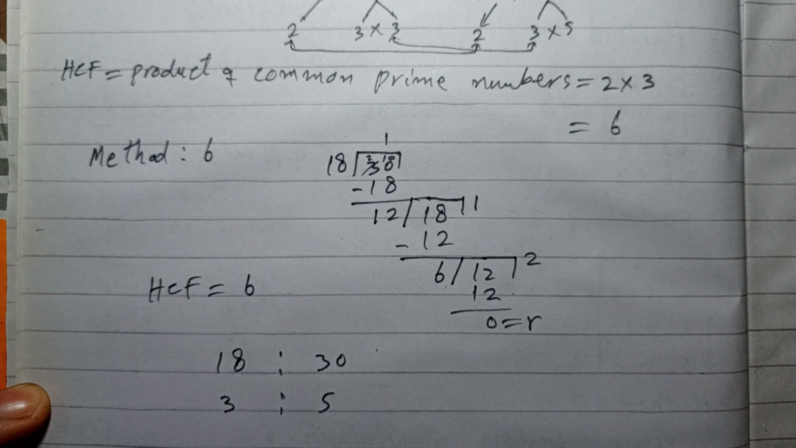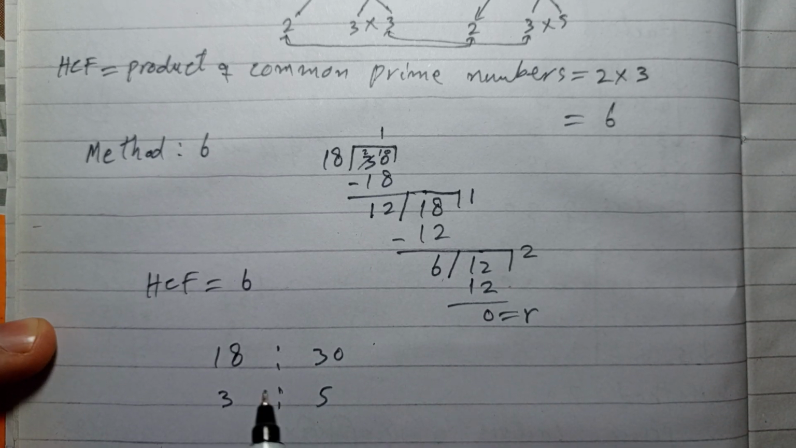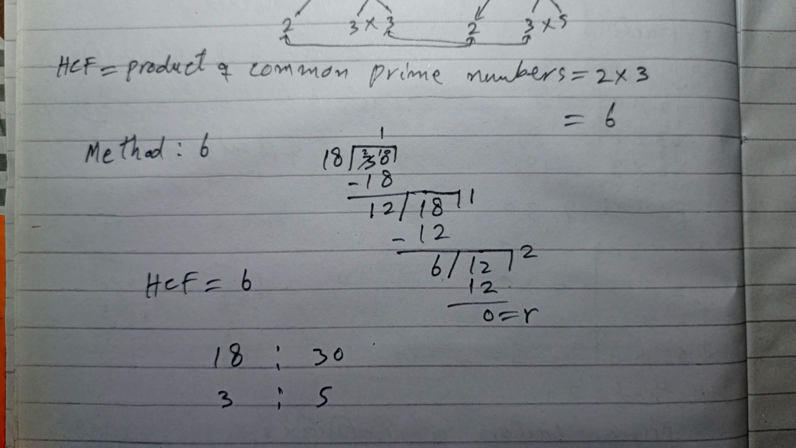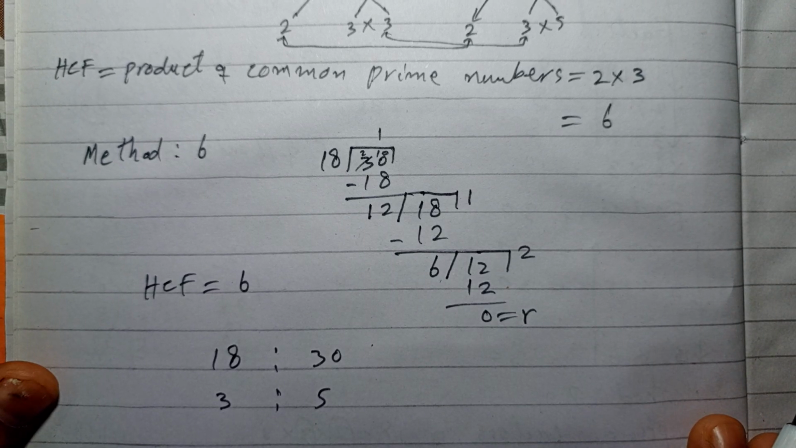Now these are the simplest numbers that you can get by dividing by the HCF. So with the help of HCF, we are able to find the simplest numbers that can be obtained after dividing the numbers by their HCF. So these are the simplest numbers from 18 and 30 that we have got with the help of HCF. So HCF is the highest common factor that can divide given numbers.